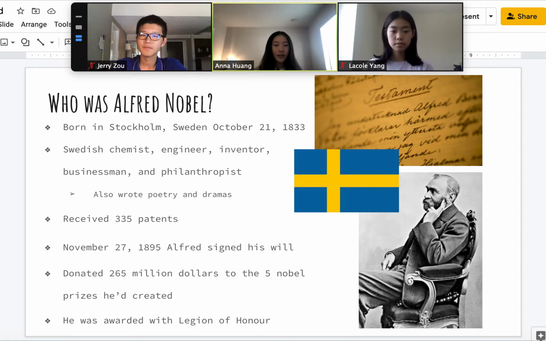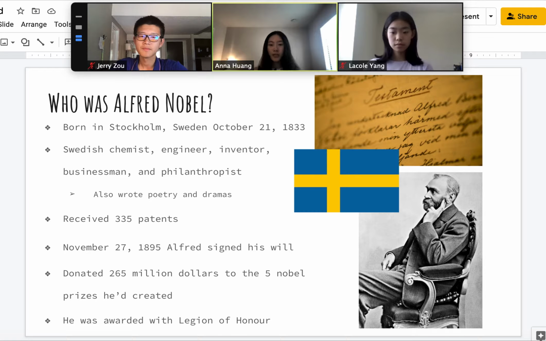Then later, on November 27 of 1895, Alfred signed his last will and testament. And in that will, he put that he wanted to create a Nobel Prize. And in his will, he donated $265 million in dedication to these 5 Nobel Prizes that he created, which were also the first 5. And additionally, in life, he was awarded the Legion of Honor.